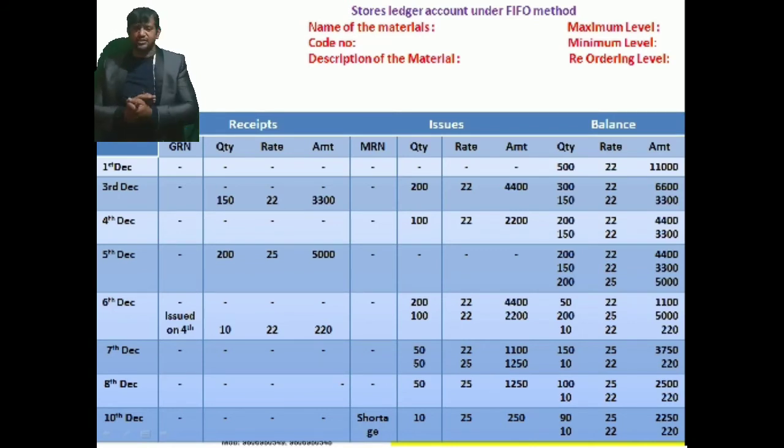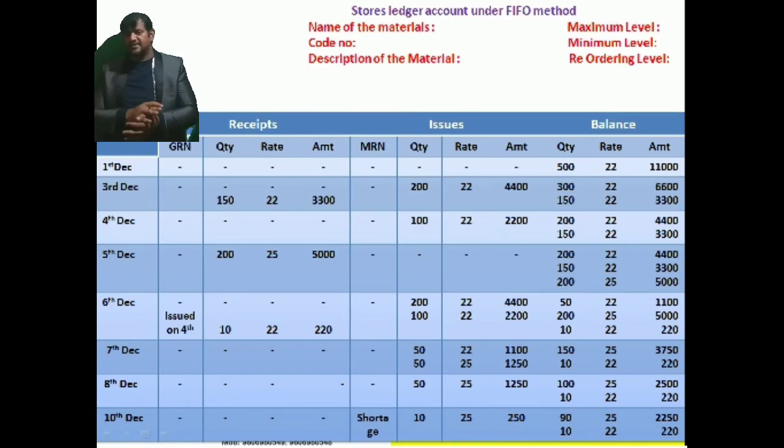On 3rd December, there is an issue as well as a purchase. So first let us issue 200 units at rupees 22 per unit, 4,400. Out of 500 units I have issued 200. So the balance is 300 units at rupees 22, 6,600. So 150 units, there is a purchase at rupees 22 each. So 150 into 22, amount column 3,300. MRN dash, quantity, there is nothing under issue column. So there was one issue we have done.